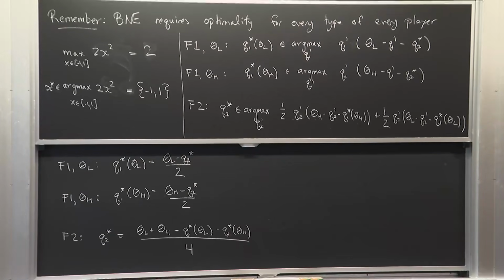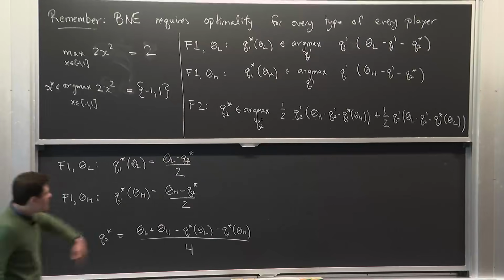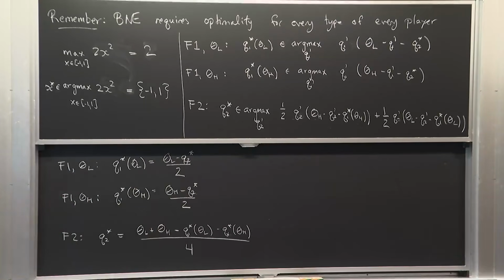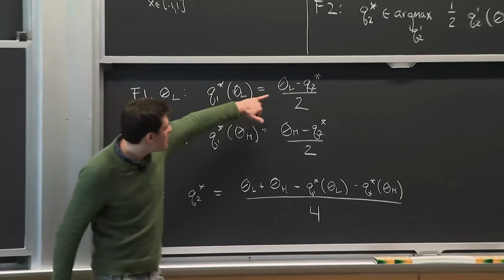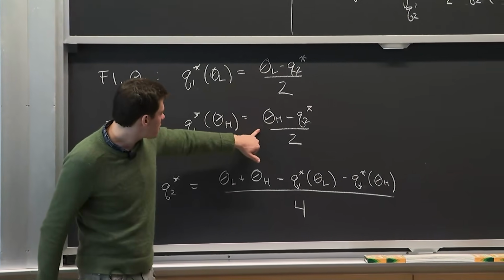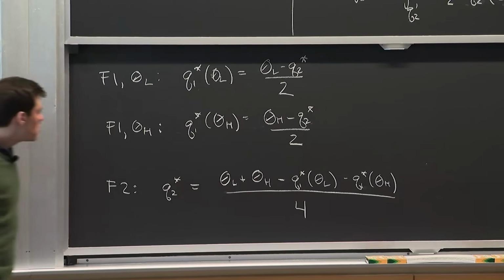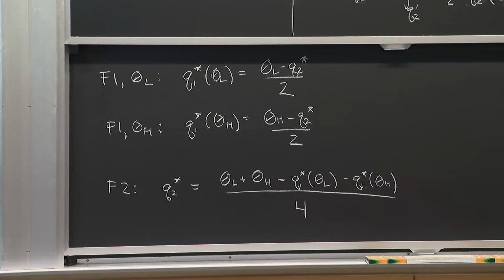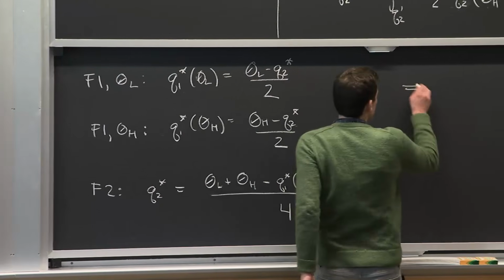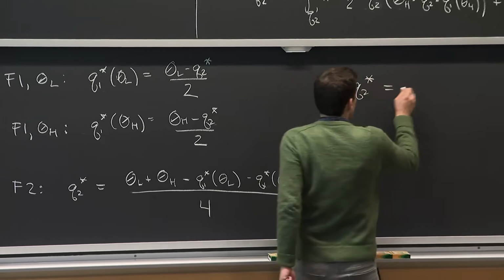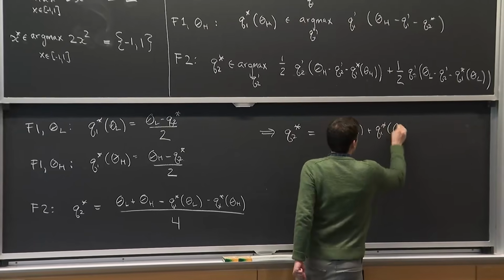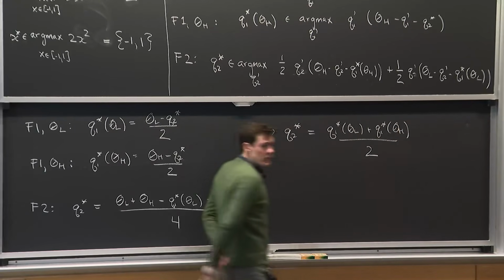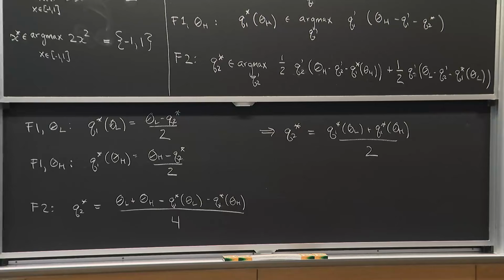And I'm not going to solve this out, this is just algebra, I'm not going to bore you with the details. One nice observation, though, to make sure we see what's going on, is what if we added half of this equation to half of this equation? If we did that, it can be shown that Q2 star is going to equal Q1 star of theta L plus Q1 star of theta H over 2. So it turns out exactly consistent with our original intuition.